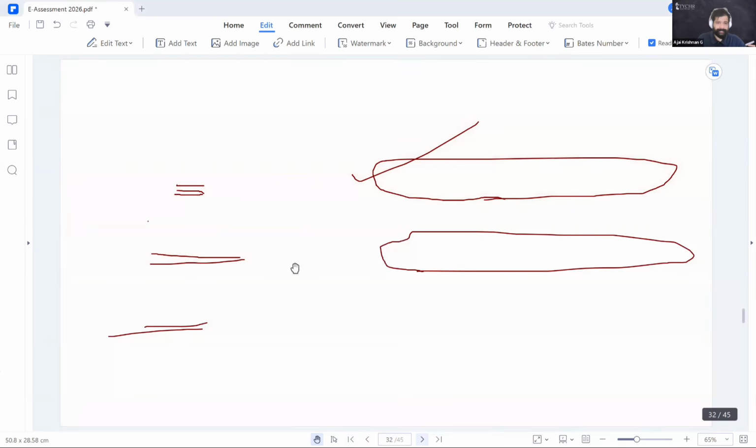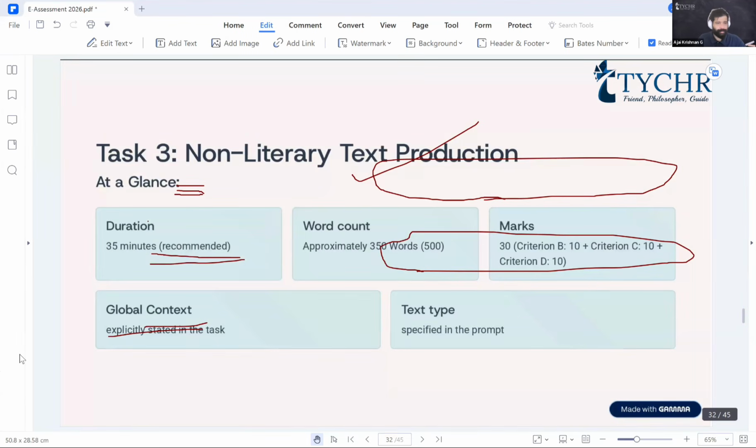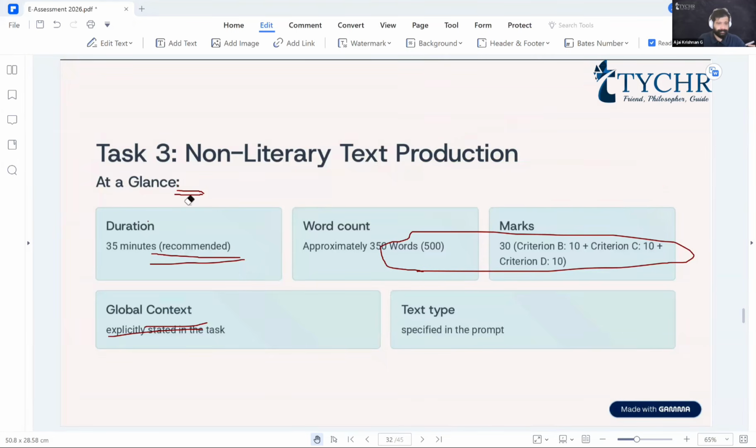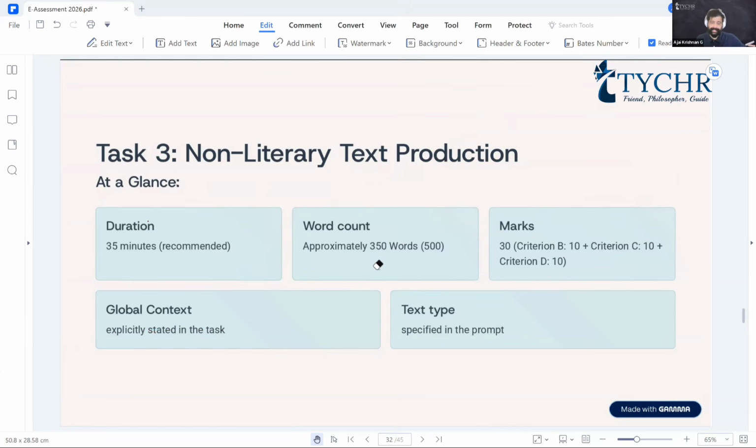Okay, then again, now we'll quickly go to task three. As you know, task three is where you produce a non-literary text. Again, it is asking for you to write something in 350 words, but please go for something like 600 or 500 words if you can, because really good responses will have at least 600 words maybe. So 500, 600 is the minimum thing you can go for.